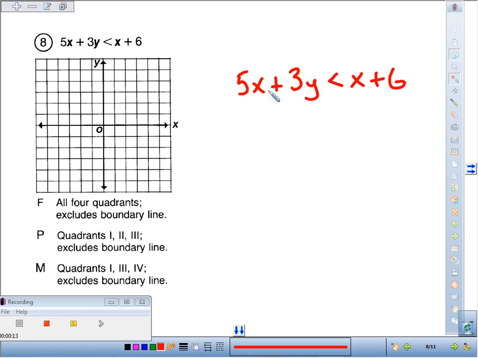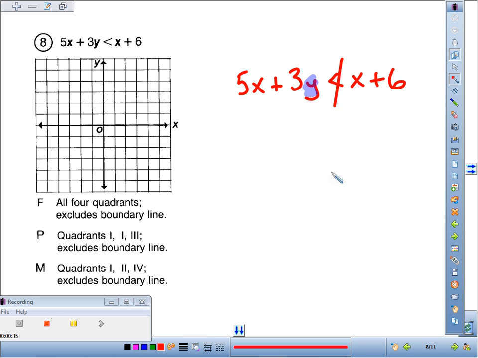Now this inequality is a little goofy because we've got variables on both sides. It's not in slope-intercept form. We don't have y by itself. It's not in standard form. We don't have all the x's and y's on the same side. So we kind of have to make a decision. I'm going to choose to put this in slope-intercept form. So I'm going to go ahead and solve for y.